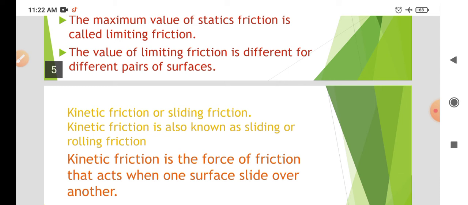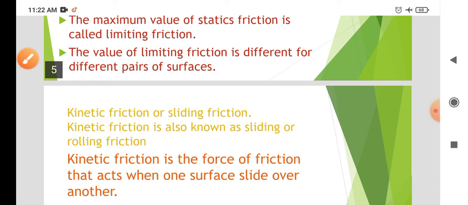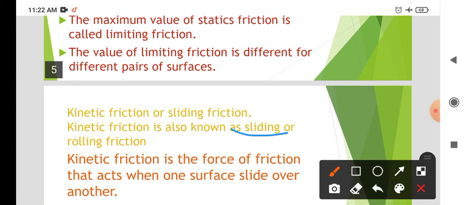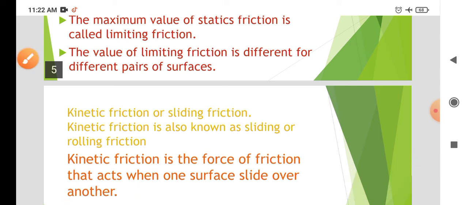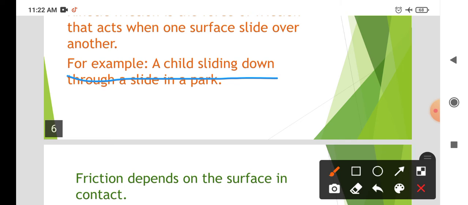Next is kinetic friction or sliding friction. Kinetic friction is also known as sliding or rolling friction. Kinetic friction is the force of friction that acts when one surface slides over another. For example, a child sliding down a slide in a park.